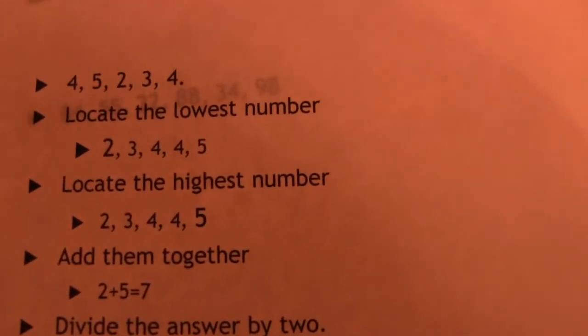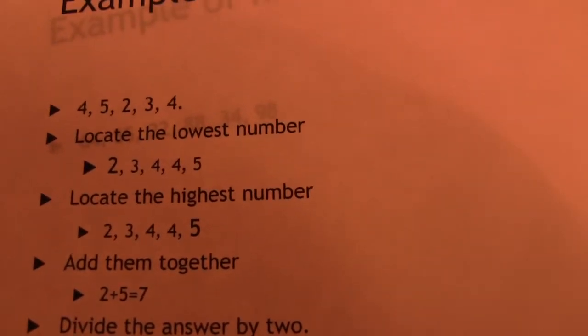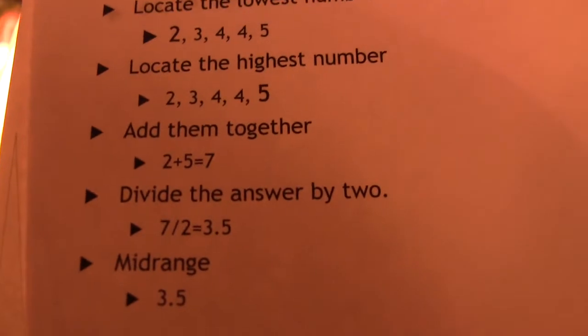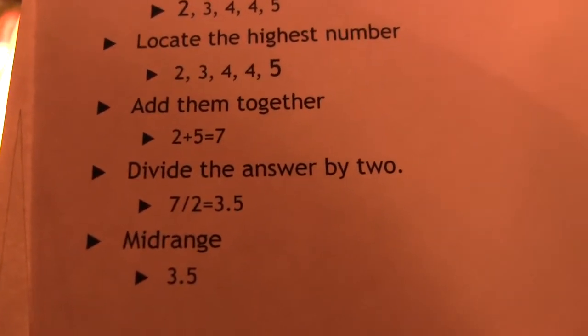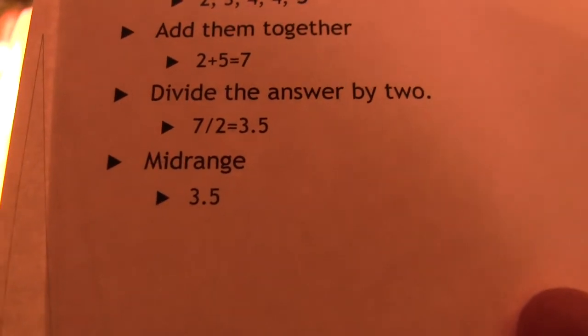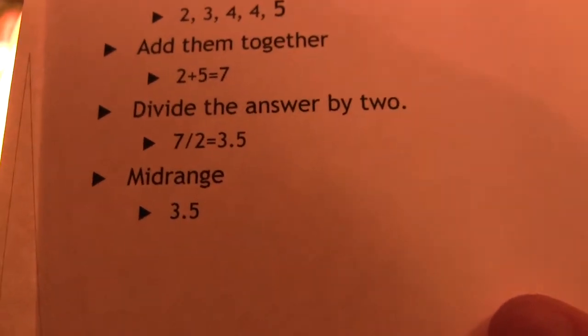And here's an example of finding the mid-range. You take the numbers 4, 5, 2, 3, and 4. You locate the lowest number, which would be 2, which I've bolded. Then you locate the highest number, 5, which I've also bolded. Then you add those numbers together, 2 plus 5 equaling 7. Then you divide that answer by 2, giving you 3.5, and that is the mid-range.